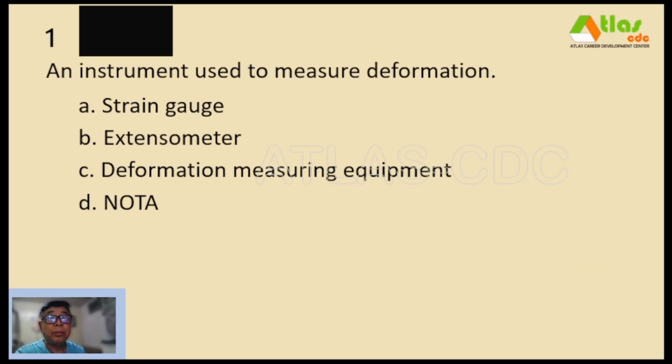So number 1, an instrument used to measure deformation. A. Strain gauge. B. Extensometer. C. Deformation measuring equipment. And D. None of the above.